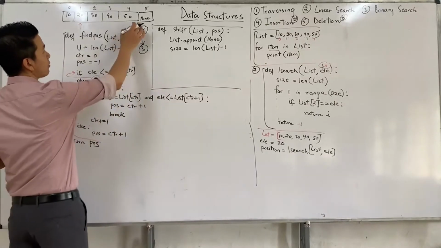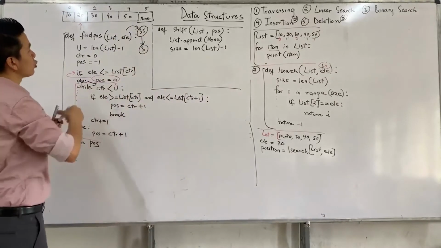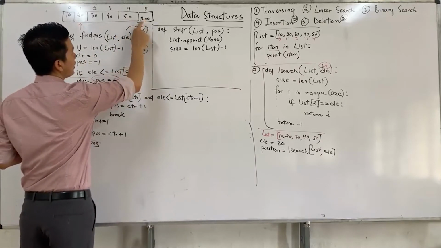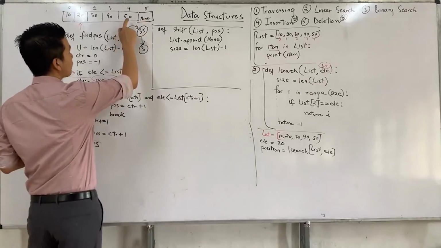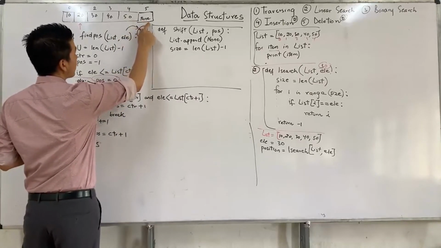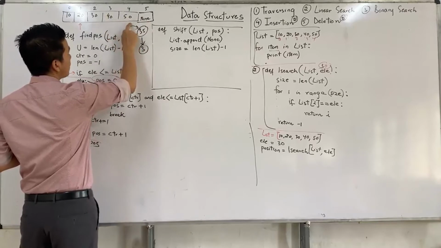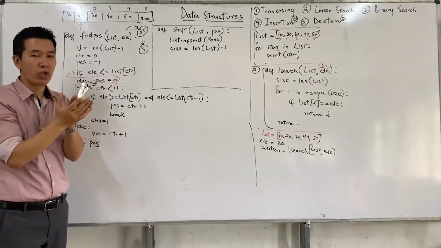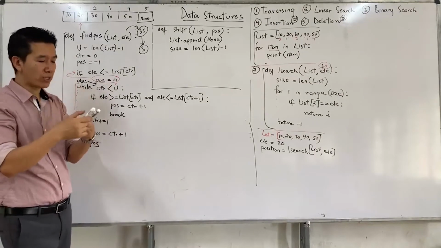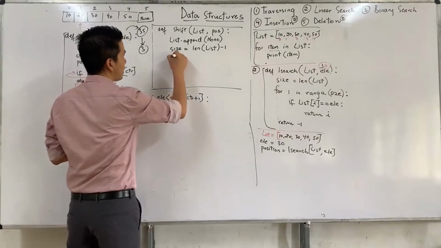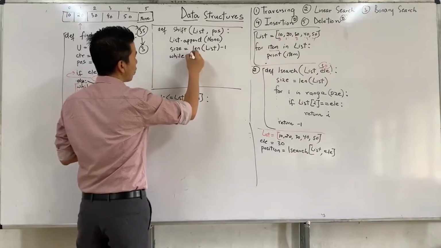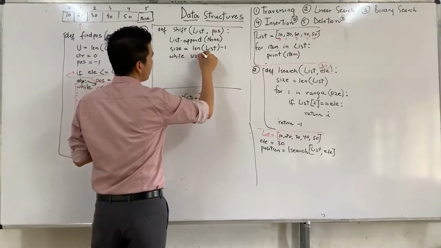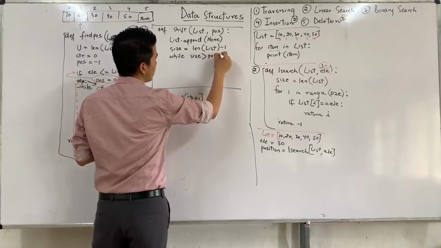Now the logic of the program is going to be like this. I now need to shift this 50 to this particular location, 40 to this particular location. So I have the case of a while loop. I need to keep running the loop. So I'll have the while statement: while size is greater than position.